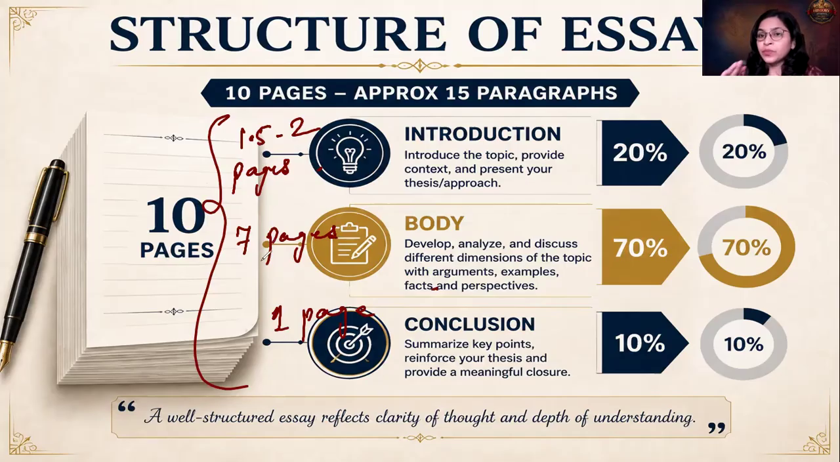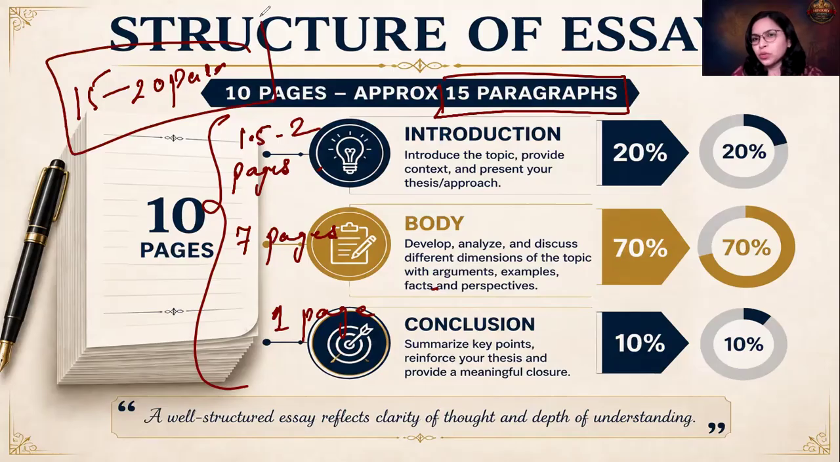Now, this entire essay, you need to phrase it into paragraphs. Approximately, how many paragraphs should be there? Approximately, there should be around 15 paragraphs while writing an essay. How to divide these 15 paragraphs? I'm telling you, approximately 15. You can take it max up to 20, I would suggest. 15 to 20 are more than enough.